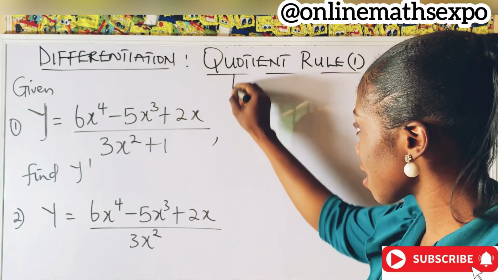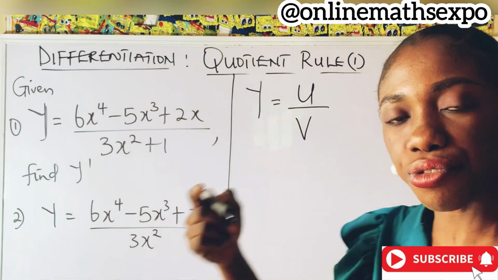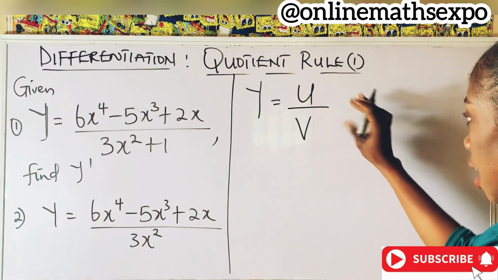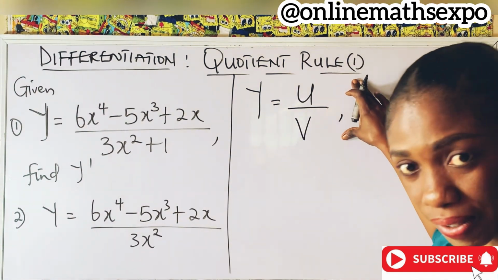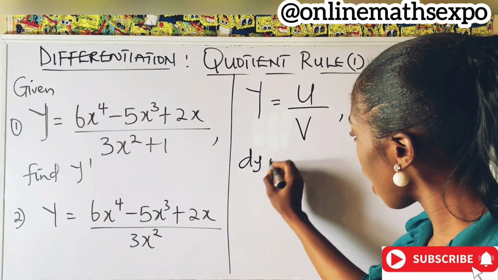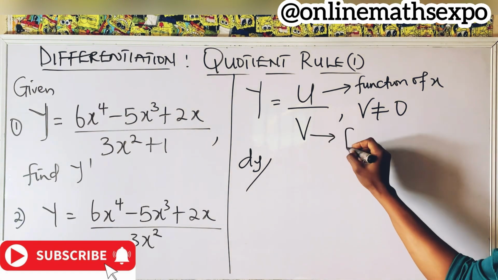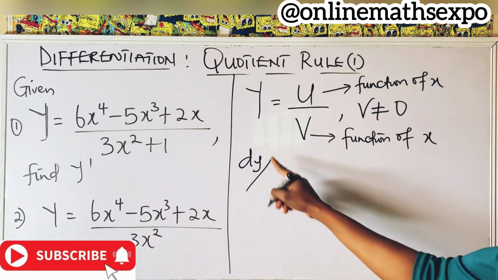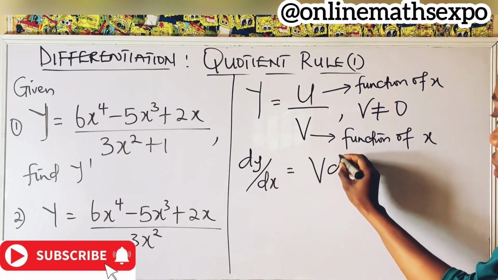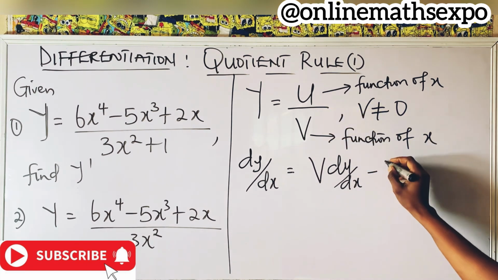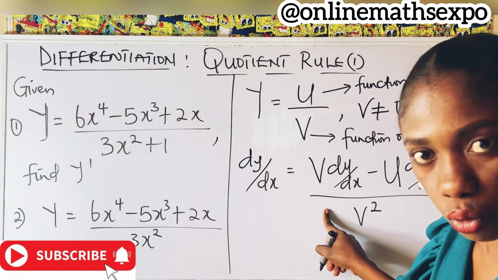The quotient rule says that if you have a function y expressed in a rational, fractional or ratio form, then provided that v is not equal to 0, because if it is, it is indeterminate, and u is a function of x and v is also a function of x, we can say that dy/dx is equal to v times du/dx minus u times dv/dx, all over v squared. So this is your quotient rule.